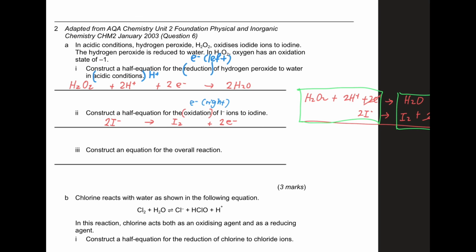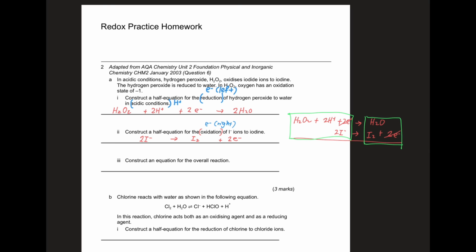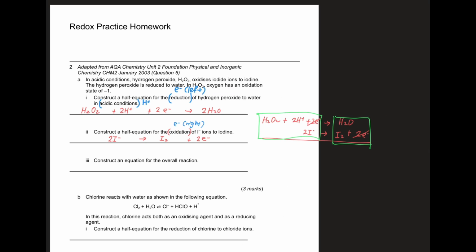Now if that is the case, then we can see the answer already, which is H2O2 plus 2H plus 2I minus become H2O plus I2. Oh yeah, 2H2O. Okay, 2H2O. So that is the overall equation.